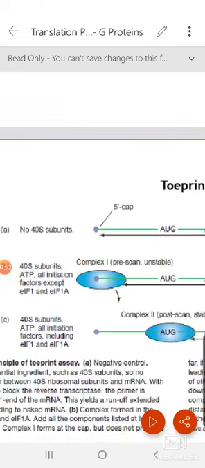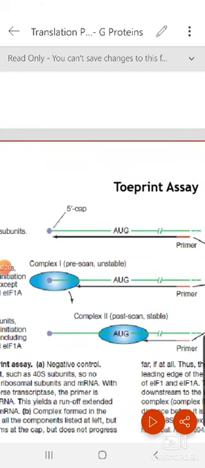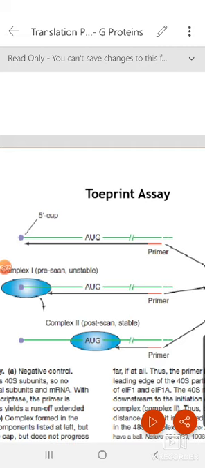There are 3 conditions they have maintained. A is the negative control. That means they have only the mRNA and the primer. With the help of the primer, in the presence of reverse transcriptase and NTPs, the primer will extend a full length cDNA up to the cap.